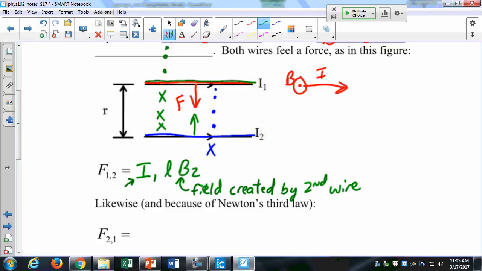So it's equal to I L B2, and then putting together what we've already found, I know that B2 is equal to mu naught I2 over 2 pi r. We just saw that. That's the magnetic field due to a long straight wire. And so I can put those two together, and I get this is equal to mu naught I1 I2 L over 2 pi r.